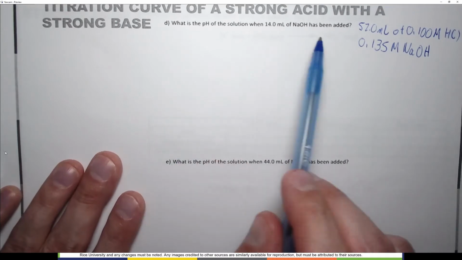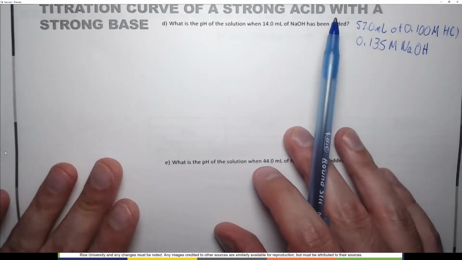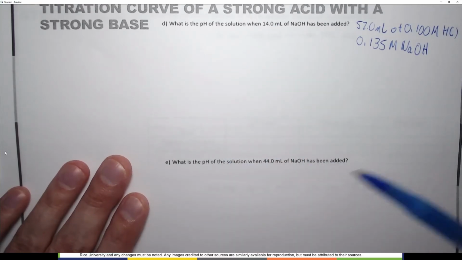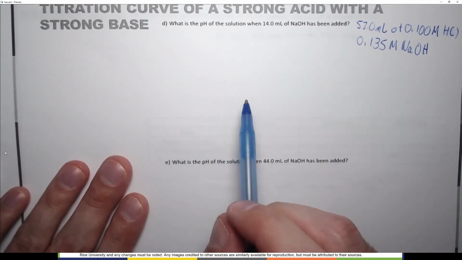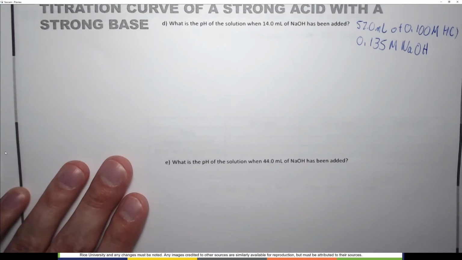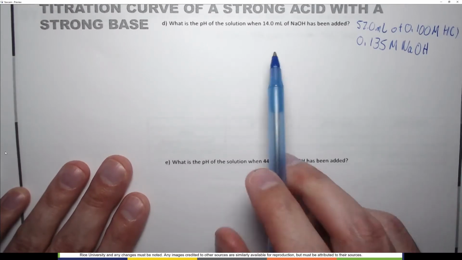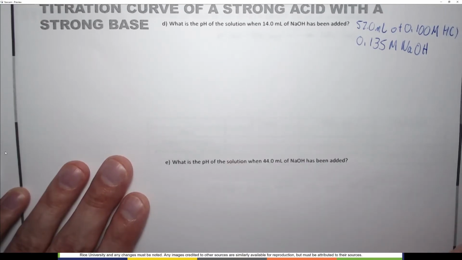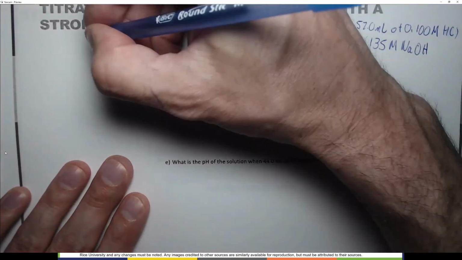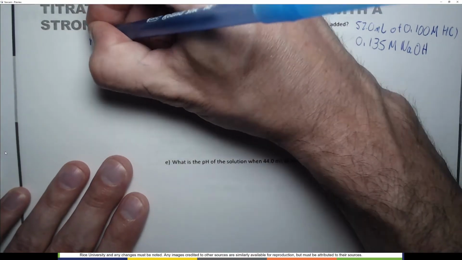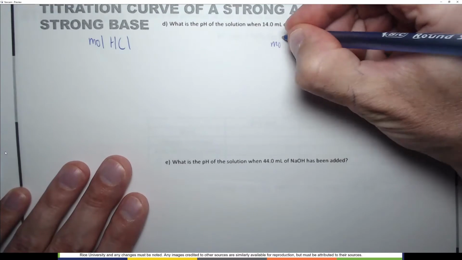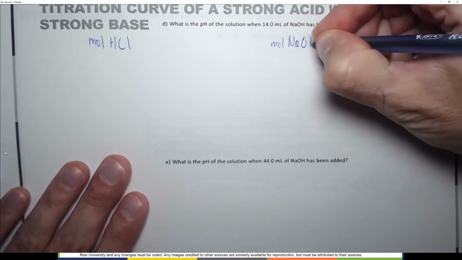I have seen a question just like this when I was helping somebody prepare for the MCAT exam. So this is a question, if you're interested in that kind of thing, that could be asked of you. So there's lots of ways to do this, but what I'm going to do is I'm going to find moles of NaOH and I'm going to find moles of HCl. So I need moles of HCl and I need moles of NaOH.